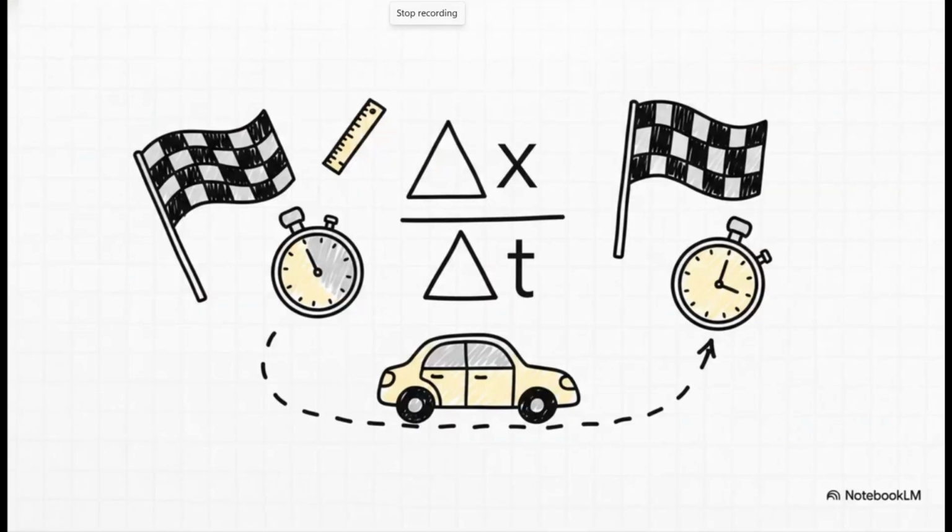And this formula right here, this is our bread and butter. The big takeaway is that you always need 2 points, a starting point and a finishing point. You've got to have a before and an after, both in space and in time, to measure the change. This is the tool we'll be using again and again.